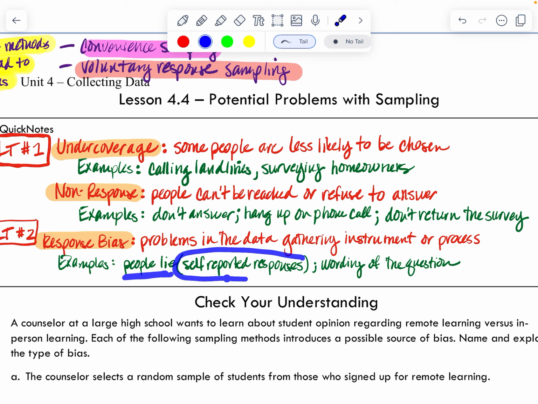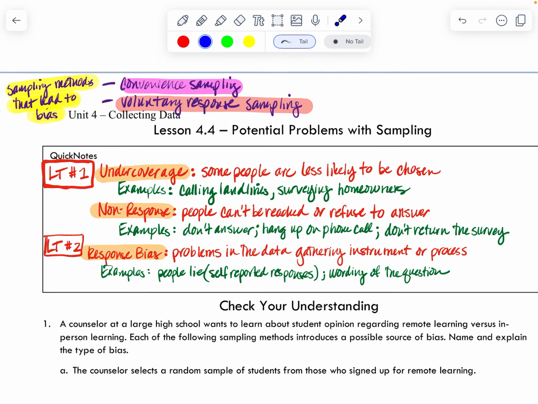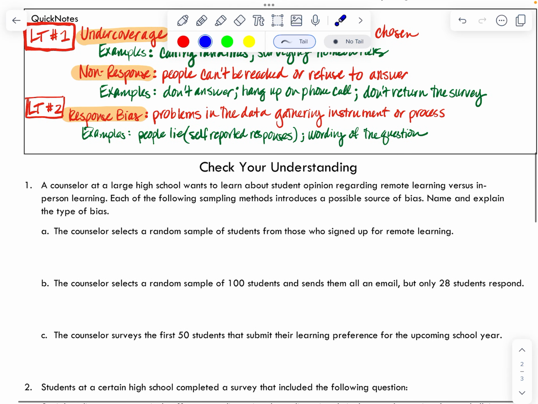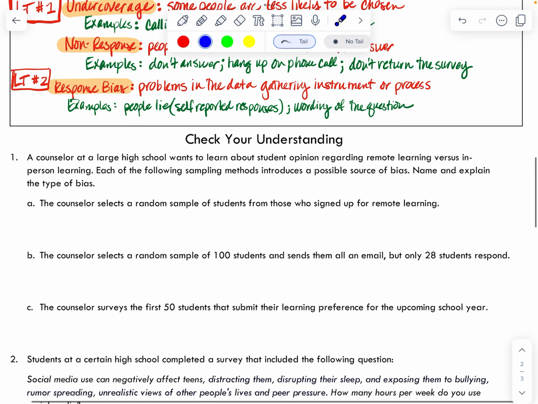This is what we call self-reported responses. So people aren't always truthful. And then also how the question is worded can also give response bias. Like if the question is leading or trying to get people to answer in a certain way, then that also causes response bias. All right, so what I want you to do now is to work through the check your understanding, and then on the next video, we will go through that together.